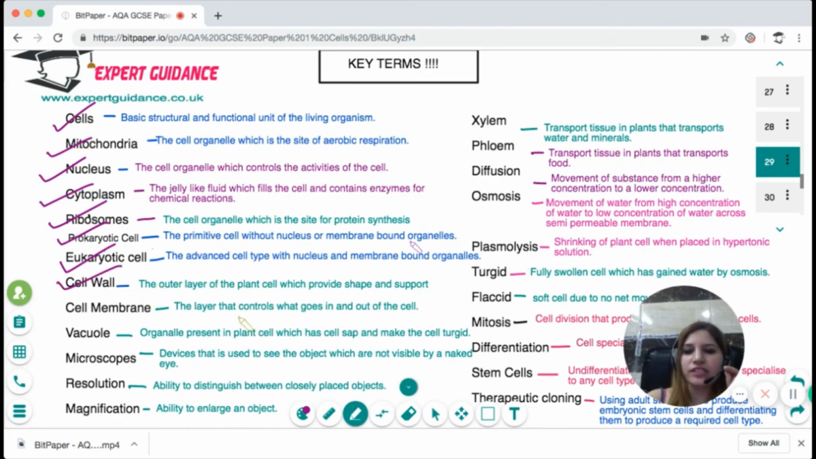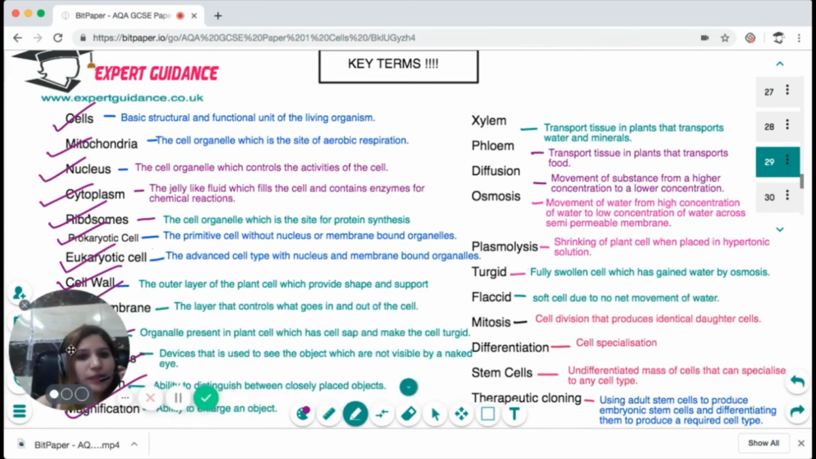Cell wall is the outer layer of the plant cell, which provides shape and support to the plant. Cell membrane is the outer layer that controls what goes in and out of the cell. Vacuole is an organelle present in the plant cell, which has cell sap and makes the cell turgid. Microscope is a device that is used to see objects which are not visible to the naked eye. Resolution is the ability to distinguish between two closely placed objects. Magnification is the ability to enlarge an object. Xylem is a transporting tissue that transports water and minerals. Phloem transports food. Diffusion is the movement of substances from higher concentration to lower concentration.